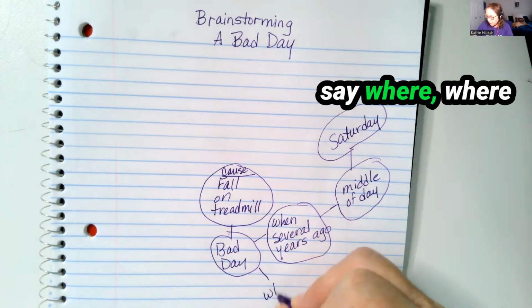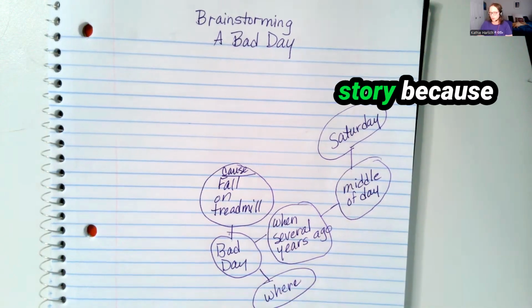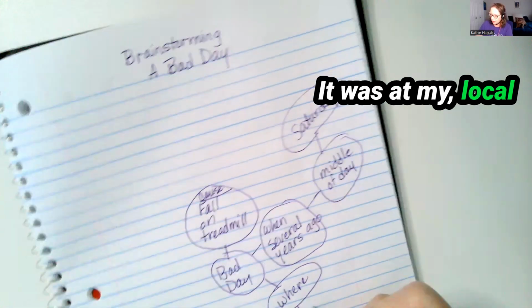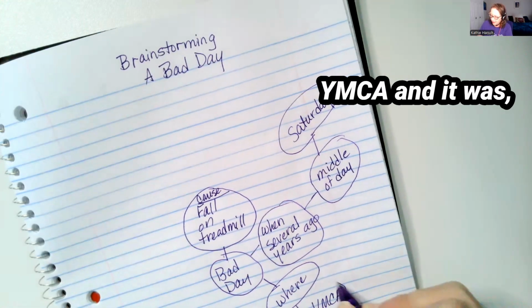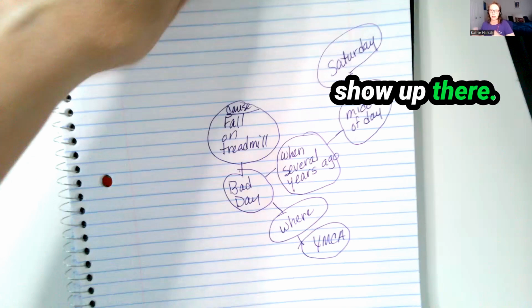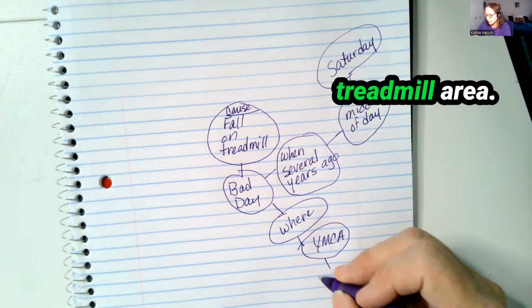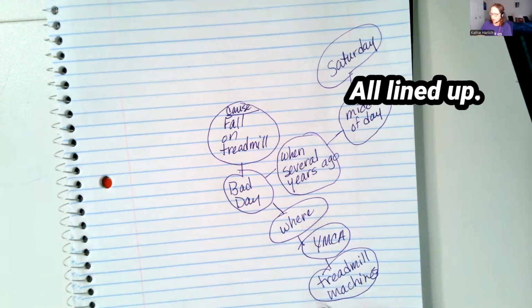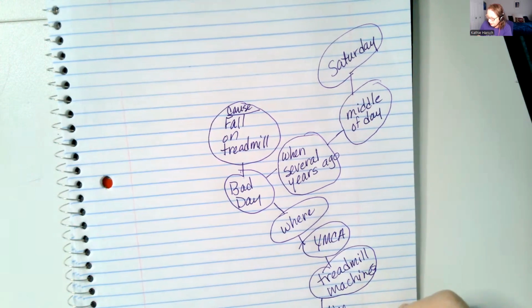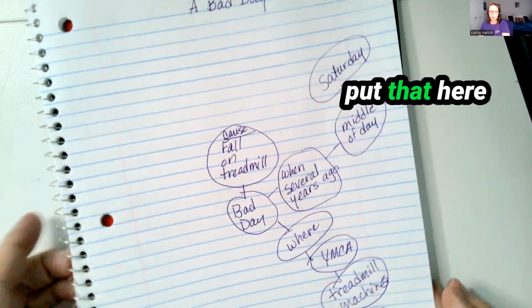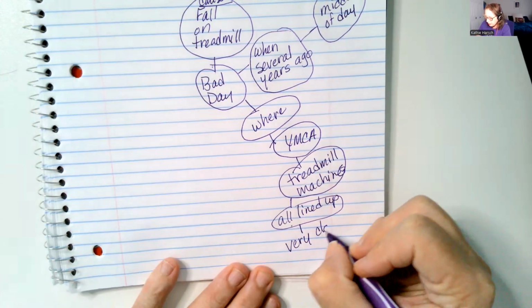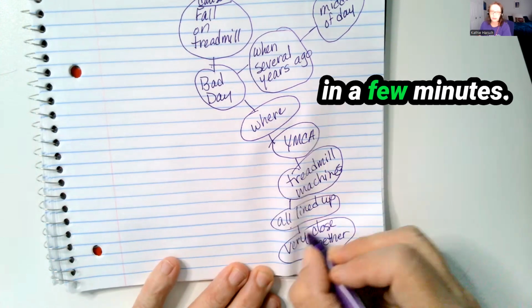Now I need to say where. Where this happened is important to this story because that's why I got embarrassed about it. It was at my local YMCA. And this was in the treadmill area. I was right next to another treadmill machine. We're all in a line. Okay, all lined up. And I am going to put that here because that's important to my story, that little detail, very close together. You'll find out why that's important in a few minutes.